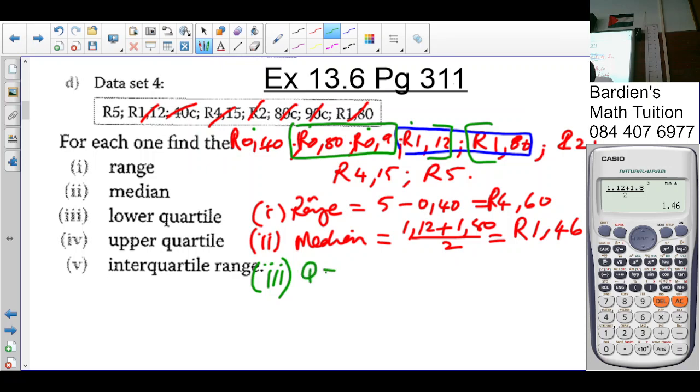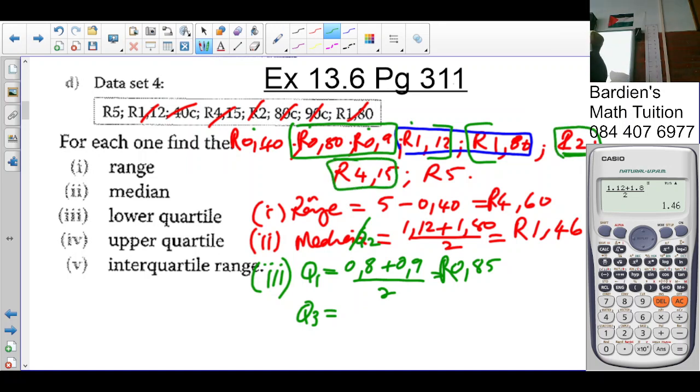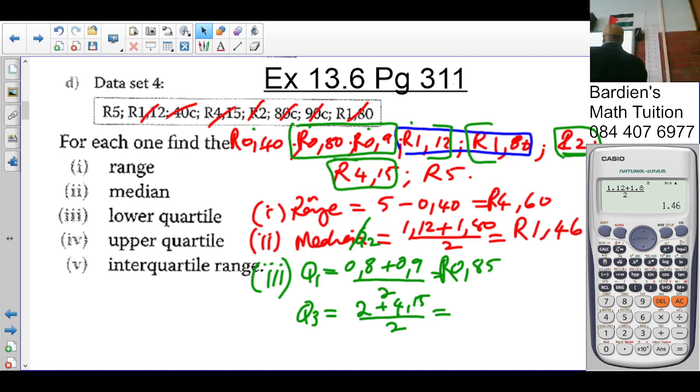So the lower quartile, 25%, quartile 1, is going to be 0,80 plus 0,90 divided by 2, which gives you 0,85 rands. For quartile 3, your median is also quartile 2. For quartile 3, it's going to be the 2 rand and the 4 rand 15 cents lying in the middle. So quartile 3, the upper quartile, or your 75th percentile, is 2 rand plus 4,15 divided by 2.